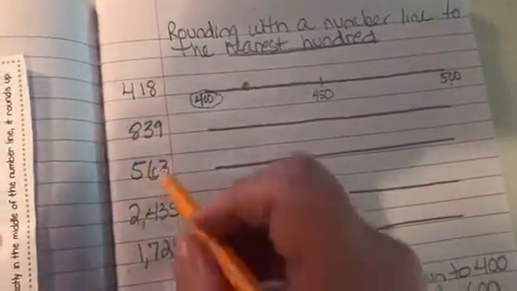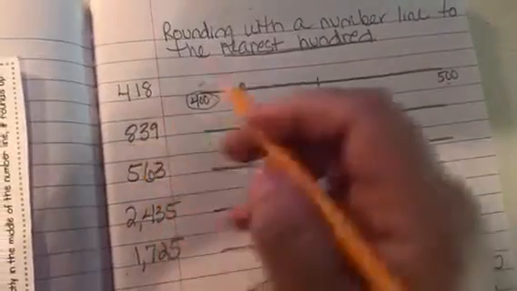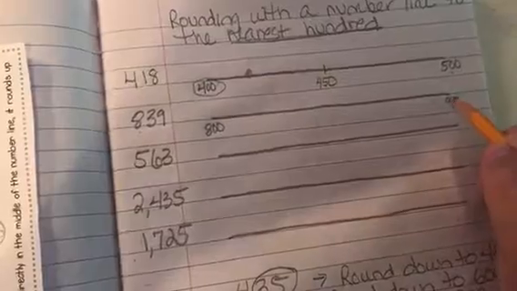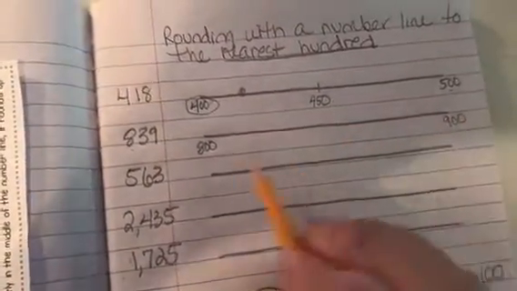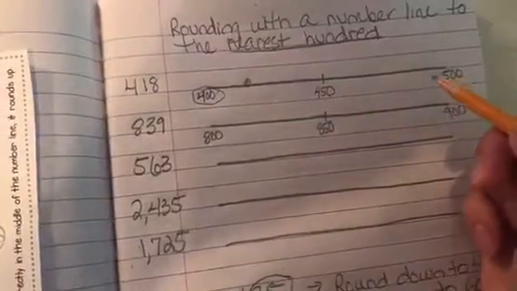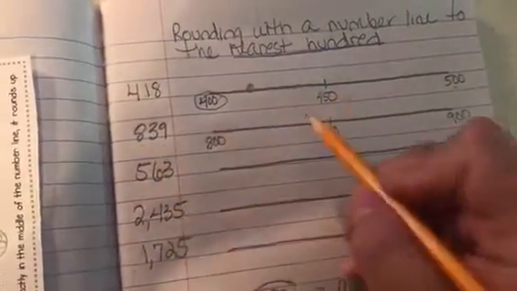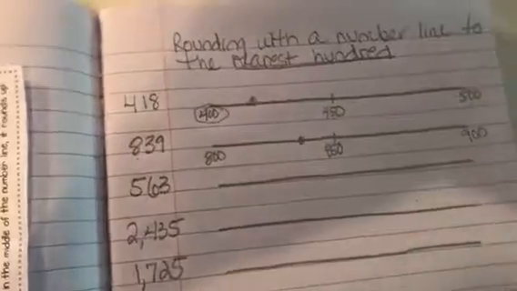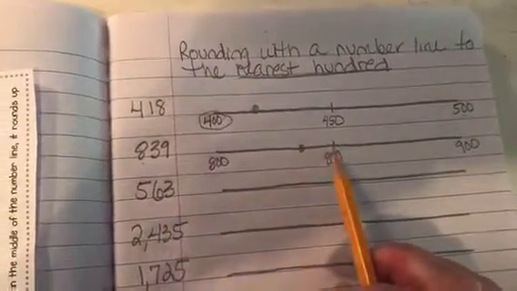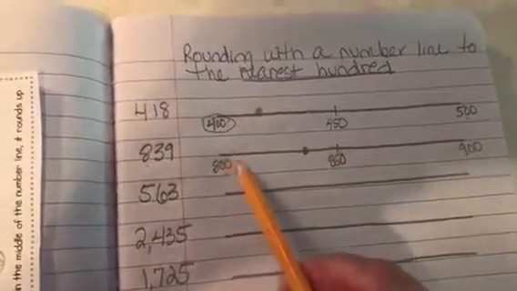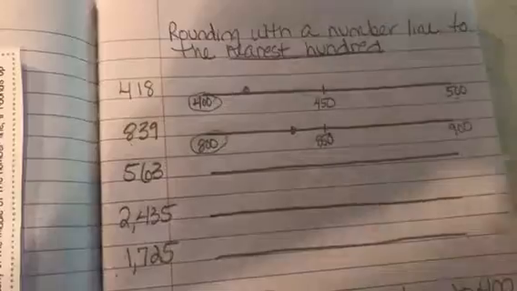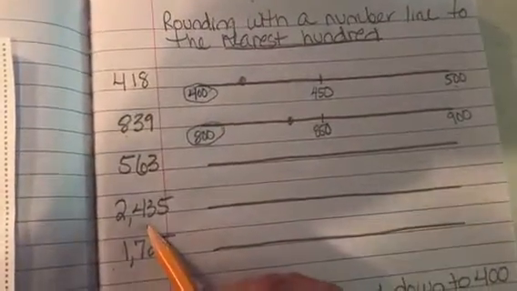Next one is 839. I look at the number in the hundreds place. I'm going to put 800 here. Then it will be 900. That's the next halfway mark. In between 800 and 900, I have 850. Put that. I have 839, which is going to fall somewhere around in here. Because 839 is not past the halfway mark and closer to 800, I'm going to round it to 800. Okay, I'm going to go down to this one now.